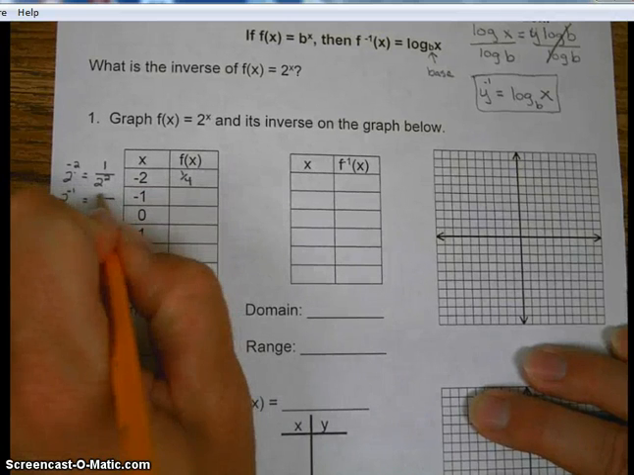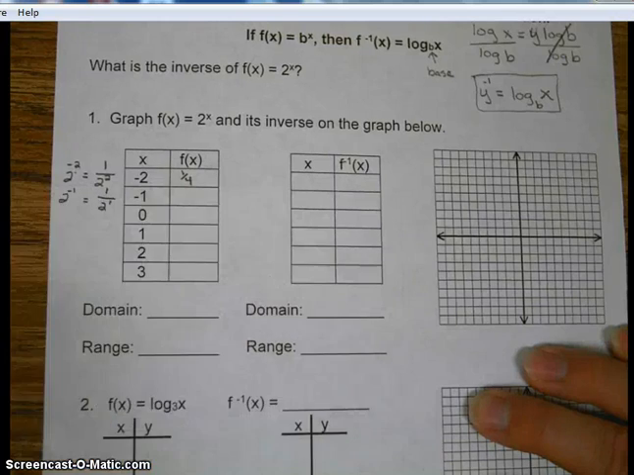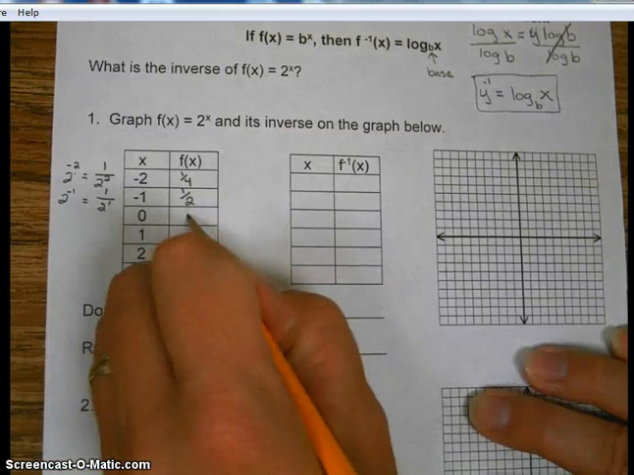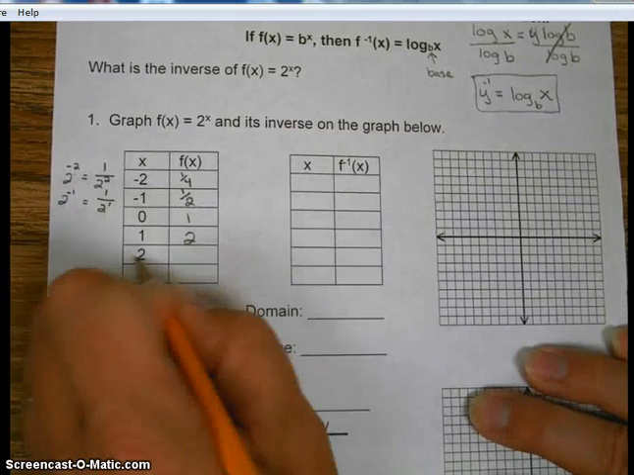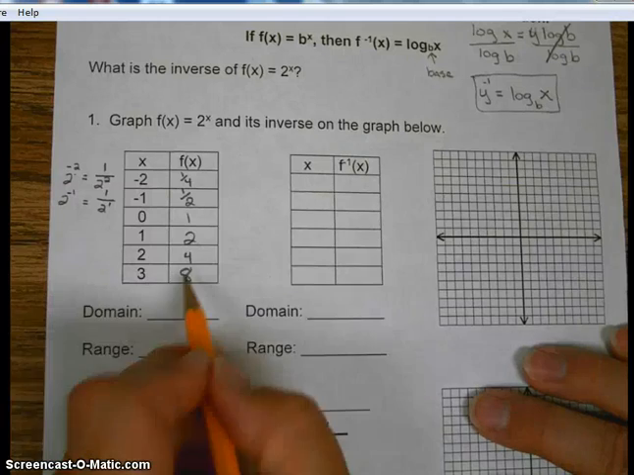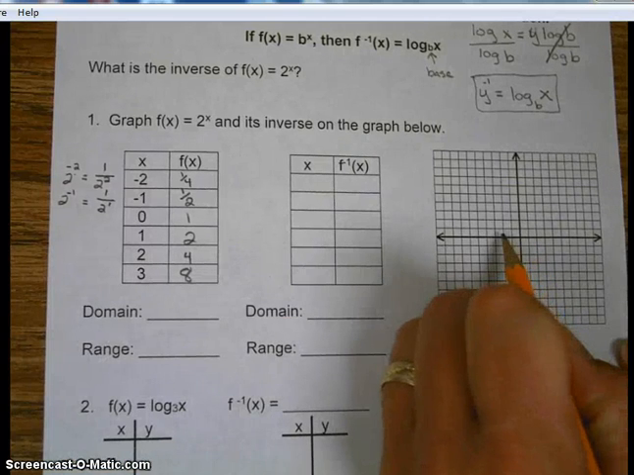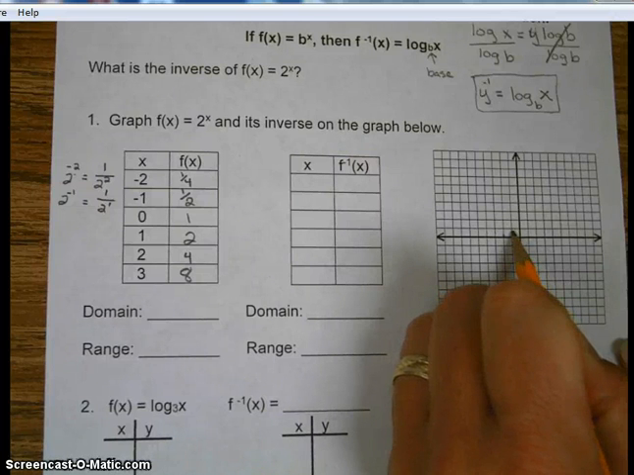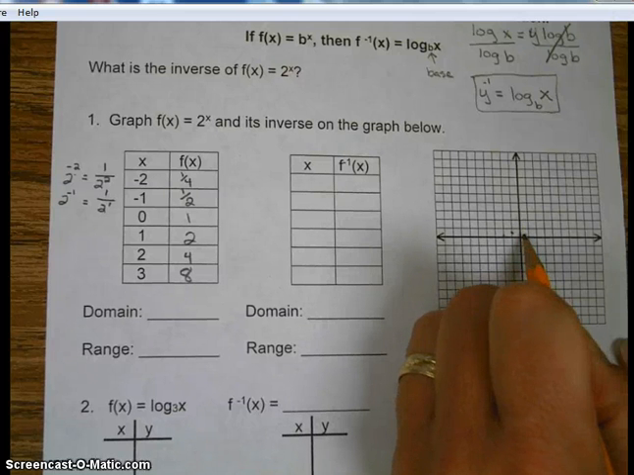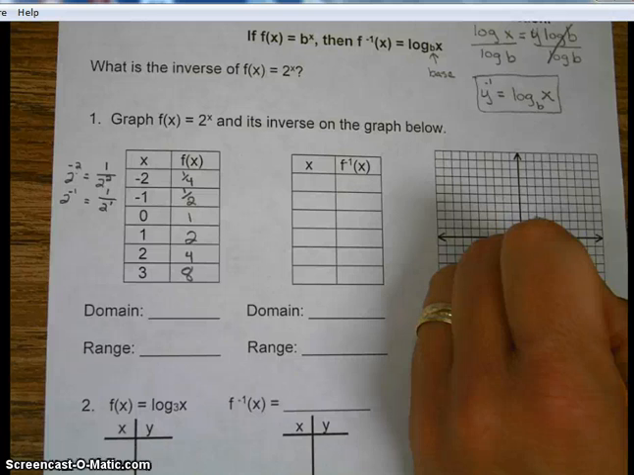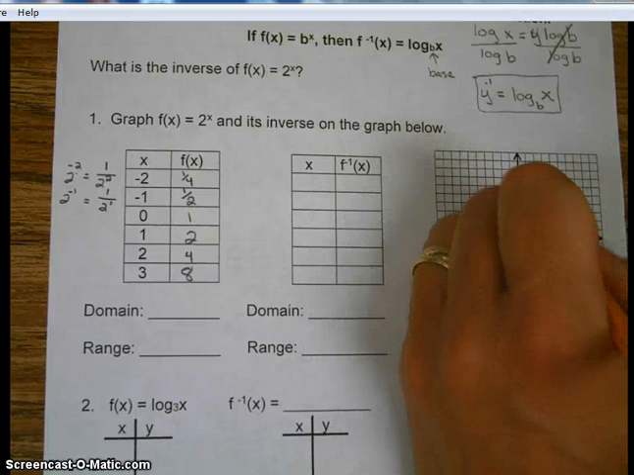So we're going to have 1 over 2 to the first, or 1/2. And then 2 to the 0 we know is 1. 2 to the first, 2 squared, 2 to the third. Okay, so we can go ahead and graph this function. So at -2, we're at 1/4. At -1, we're at 1/2. At 0, we're at 1. See, there's that special point of ours, (0, 1). 1, 2. 2, 4. And then 3, 8.